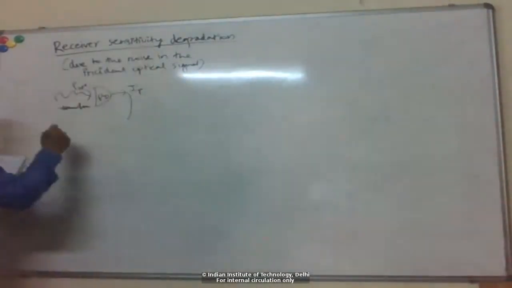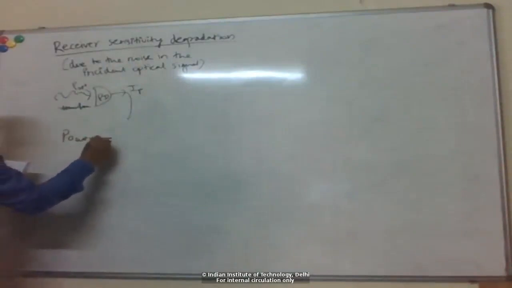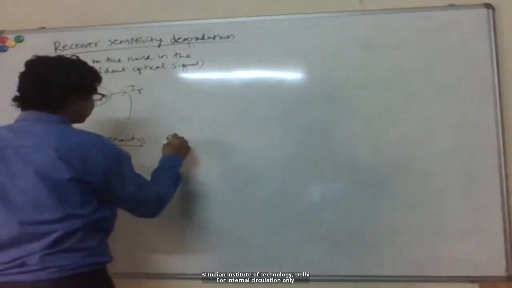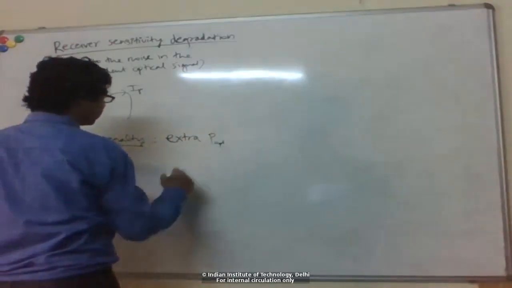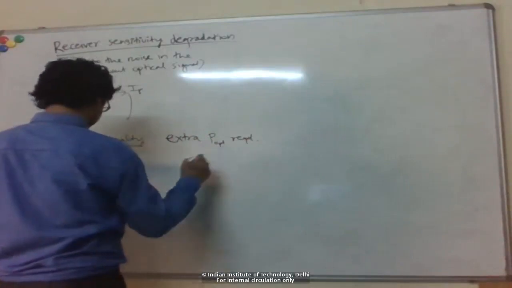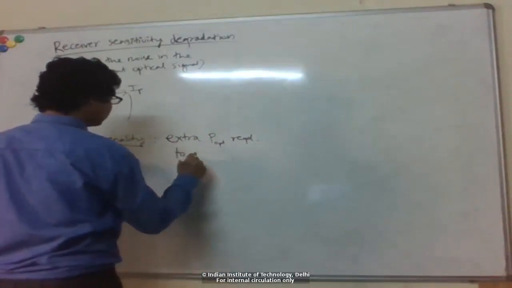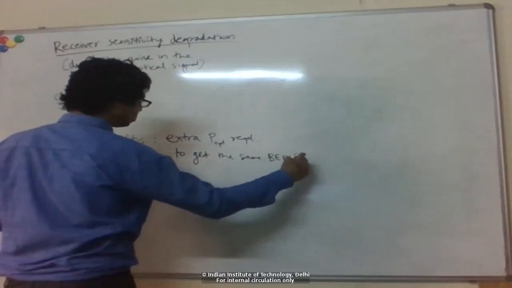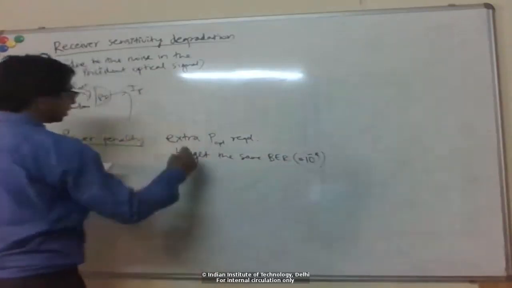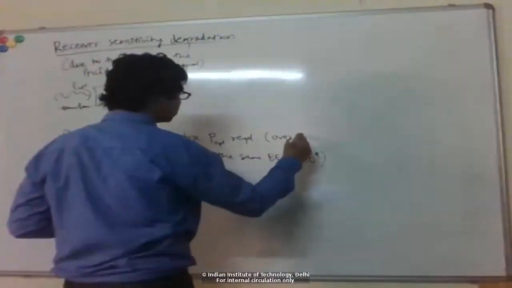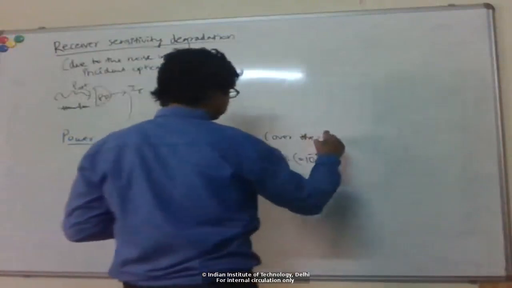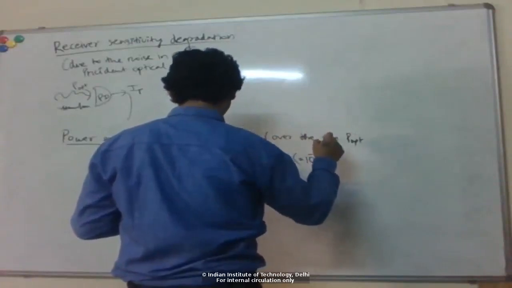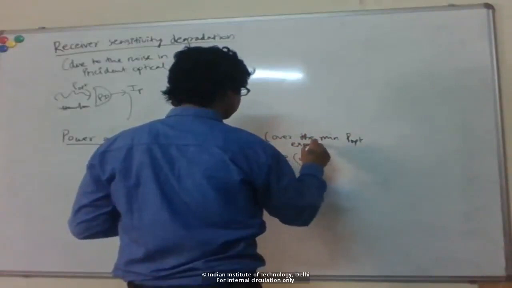Okay, so this degradation is characterized by something known as power penalty. This is the extra optical power that I need to get the same BER, for example, typically 10 to the minus 9. So it is extra power over and above the minimum expected from just receiver noise.